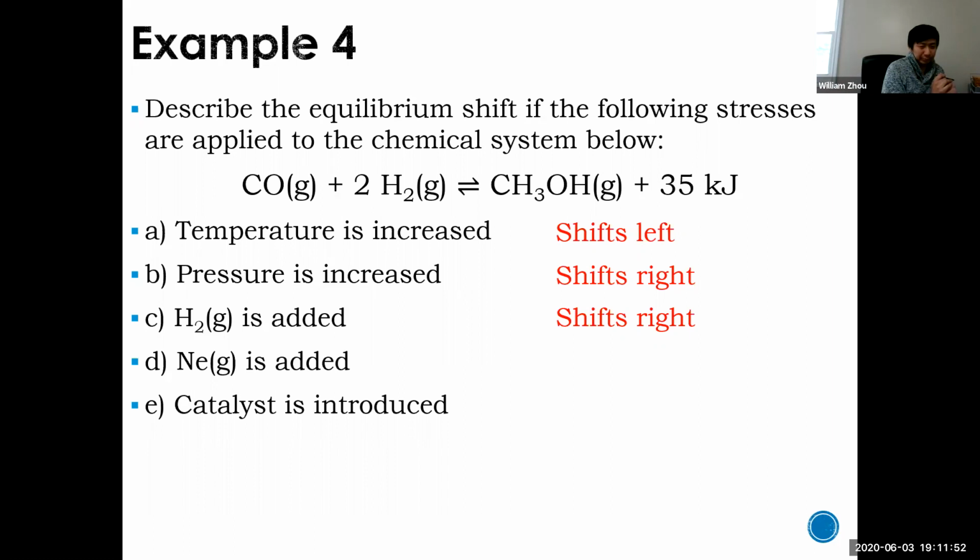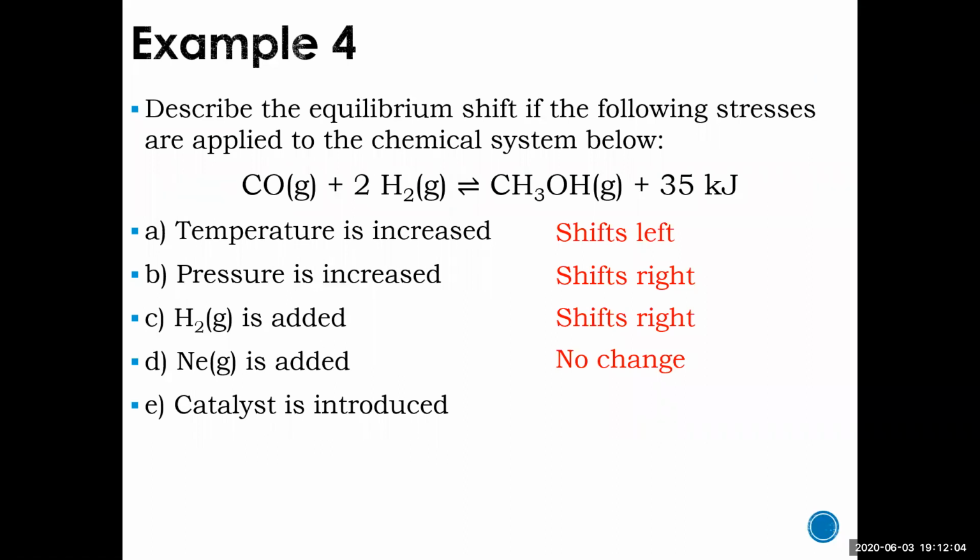D, neon. If you add neon, what happens? Nothing changes, no shift. Nothing, exactly. Neon is a noble gas. It's inert. Adding neon does nothing. Okay, catalyst. That's like the easiest one. We just did that one.